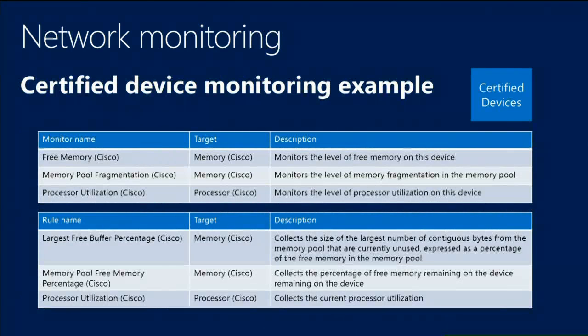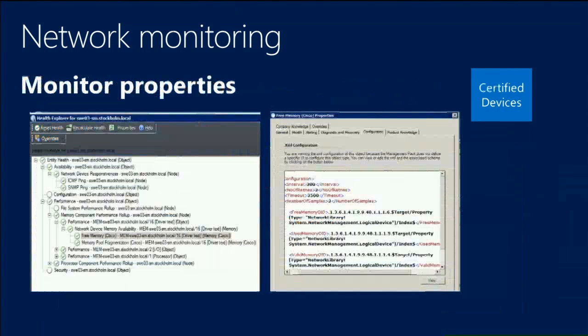This is an example of the monitors and rules you'll get for a Cisco device. Free memory as a monitor, memory pool fragmentation, processor utilization, things like largest free buffer percentage. Well, you could read them off here. And of course, you could have a look at the authoring pane to see what other monitors for your device would be available. Now, these monitors will have knowledge. They'll also show you which OID is associated and used for information.